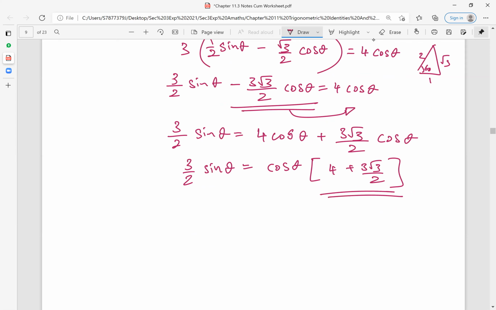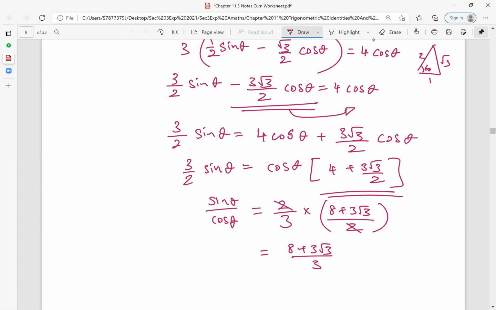If not, you can just manipulate this as well. So this becomes sine theta, move the cosine theta over, and move the 3 over 2 the other side of the equation. So it becomes 2 over 3 times this is 8 plus 3 square root 3 over 2. So this and this will cancel off. Then you will have 8 plus 3 square root 3 over 3. And this becomes tangent theta.